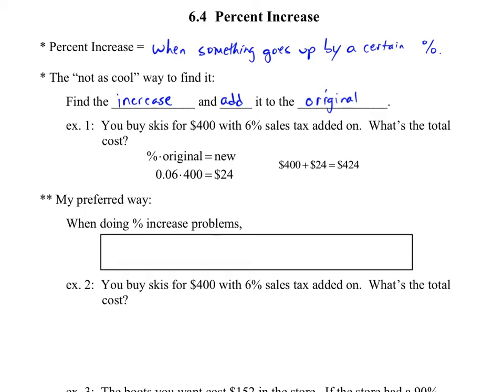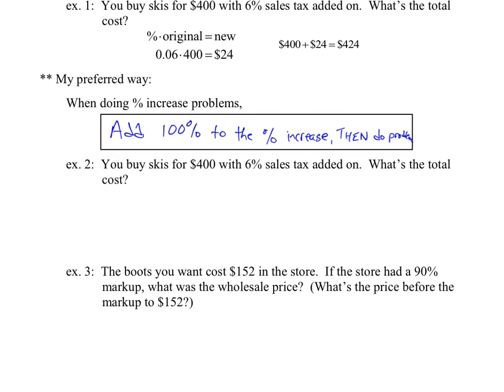What I'm going to do is I'm going to try to do it all in one step. You could say because I'm lazy or because I'm resourceful, depending on if you like it or not. So in my little box here, I'm going to say, when doing percent increase problems, add 100% to the percent increase, comma, then do the problem. I'm running out of space. So then do problem. But if you just add 100% to it beforehand, you can do it all in one step.